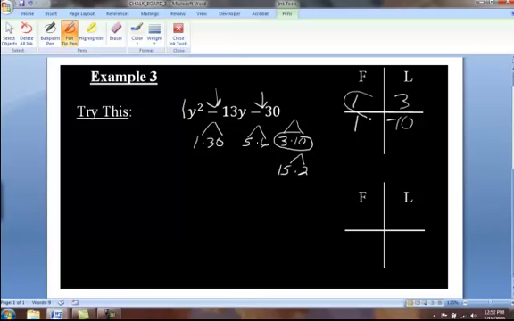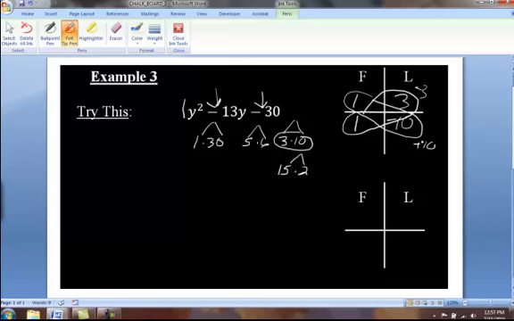So we're going to cut across. We're going to have 1 times negative 10, which is negative 10, 1 times 3, which is 3. Okay, well, positive 3, negative 10, add to give me negative 13? No. And even if you change the signs and have a negative 3 and a positive 10, that wouldn't work either. That would just give you a positive 7, so that doesn't work.